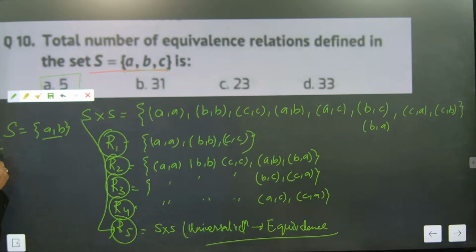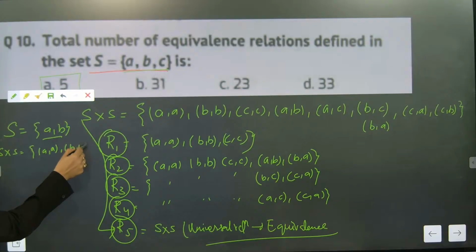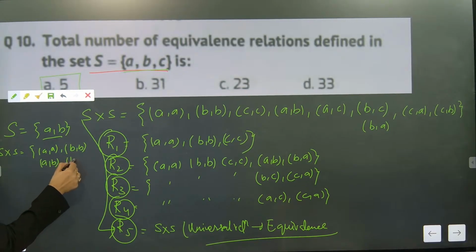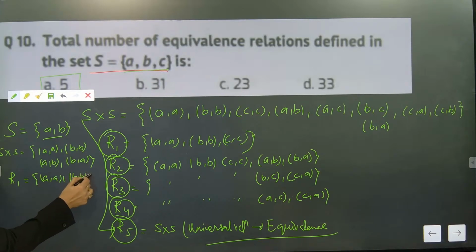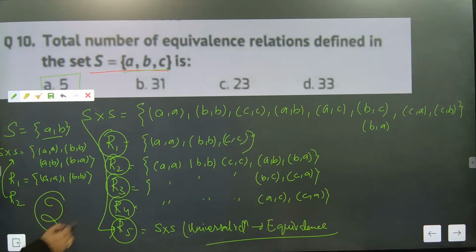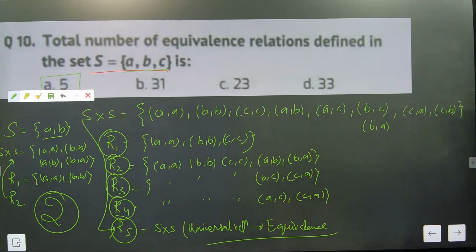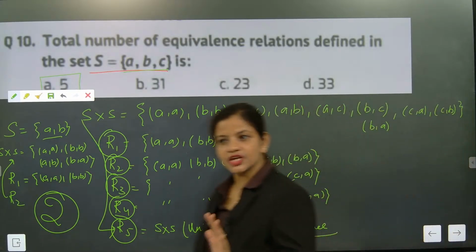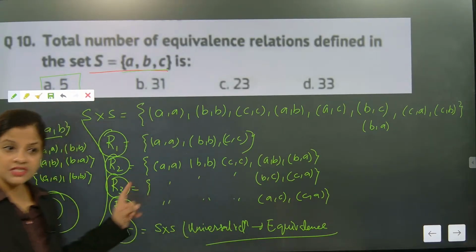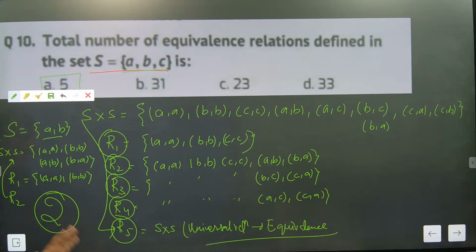How many relations possible? First you find S cross S. What will come? AA, BB, AB, BA. So R1 will come as AA and BB. Second R2 will be the same as S cross S. So 2 equivalence relations possible here, and 5 there. Did you get this jackpot question? These are the types of questions that come in board exam, from the Relations chapter.